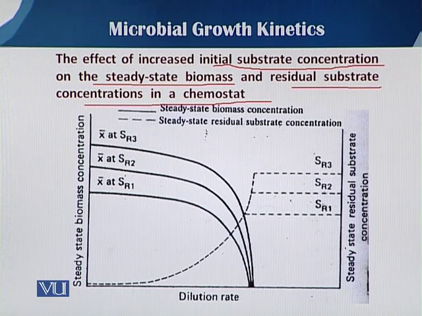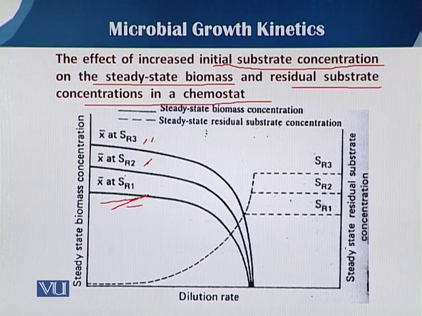So when we start our fermentation, if initially we add less substrate, then there will be more chance of having less residual substrate with respect to time. In this diagram, you can see that there are three situations: SR1, SR2, and SR3. X is the biomass concentration when there is initial substrate concentration in the first situation, then the second situation, and then the third situation.